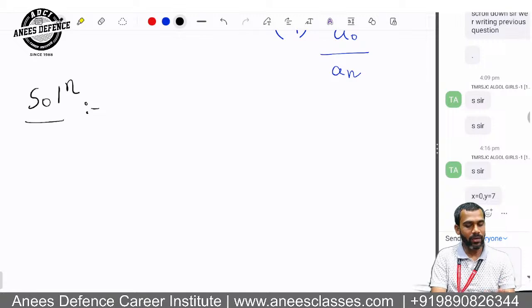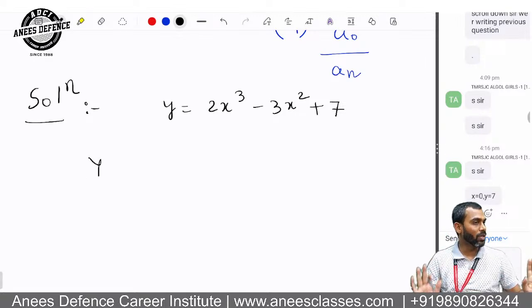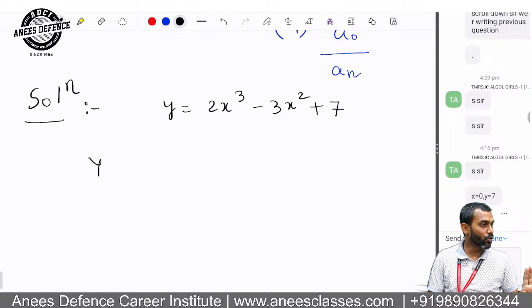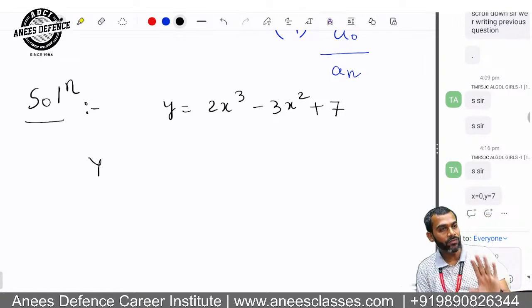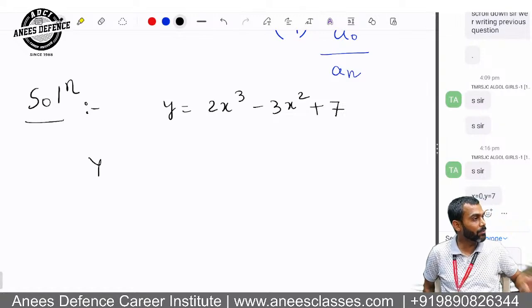See what I'm saying. What was the equation? The equation was f(x), y is equal to 2x cube minus 3x square plus 7. Yes or no? Now we will see, y intercept is 7 only. Remember it. Put x is equal to 0. Whatever the constant is there, it will be the y intercept. If no constant is there, y intercept becomes 0.